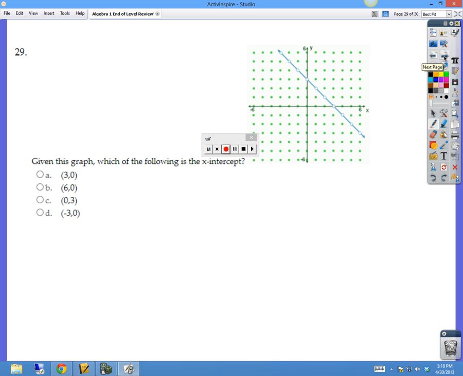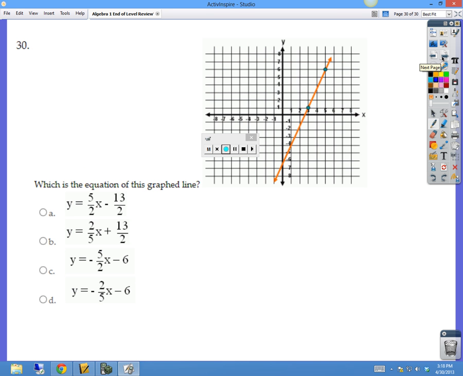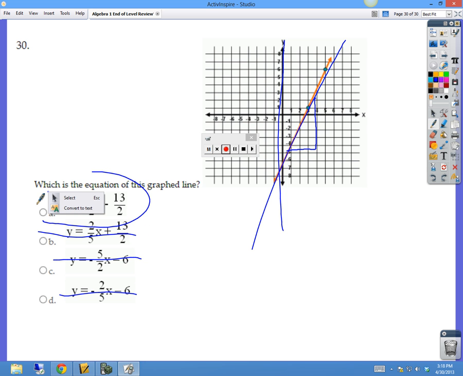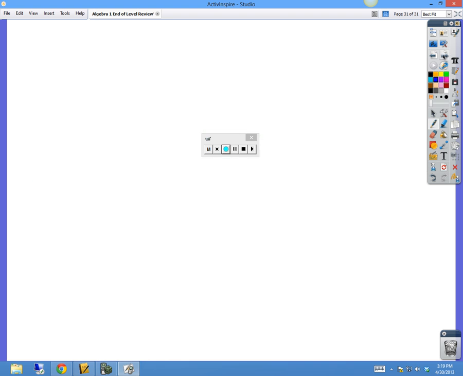29. The X-intercept is where this line and the x-axis intercept, and that happens at 3, 0. 30. This line I go right and up. They're both positive, so that's positive. So I can kill C and D because those have negative slopes. And then your y-intercept. Your y-intercept is where the y-axis and this line cross, and that happens below 0, so it's negative. So I'm going to dismiss B and choose A. And that is it.